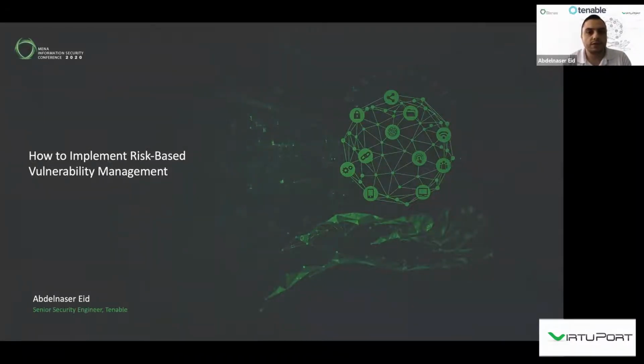I'm a senior security engineer in Tenable, and today we'll be talking about risk-based vulnerability management. Also, we will differentiate it from the legacy vulnerability assessment exercise and how it is beneficial to have a mature and solid vulnerability management program in any organization to achieve the ultimate cybersecurity hygiene in that environment.